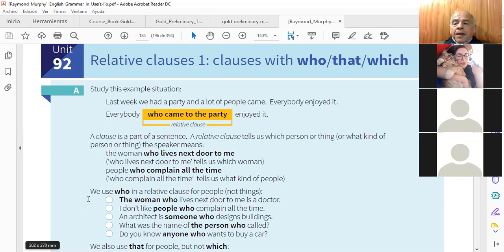Now, use who in a relative clause for people, not things. Catalina, read this here. The woman who lives next door to me is a doctor. I don't like people who complain all the time. An architect is someone who designs buildings. What was the name of the person who called? Do you know anyone who wants to buy a car?